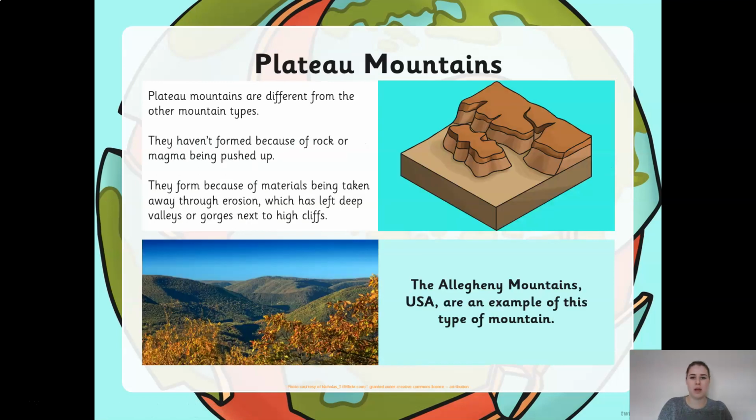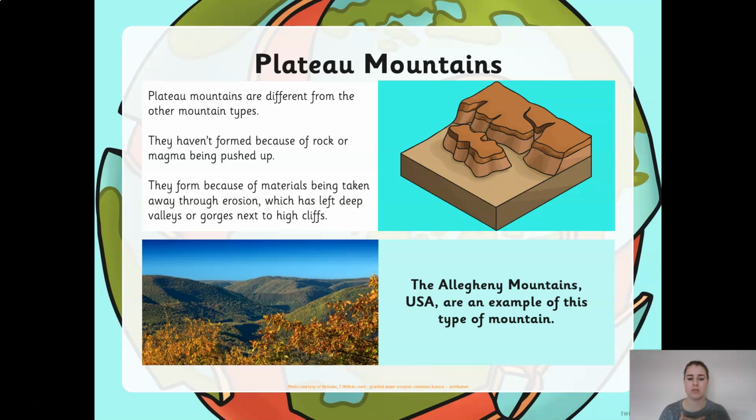And then our final one we're going to look at is called plateau mountains. Now, these are very different and very unique in comparison to the other mountain types because they've not formed because of any form of rock or magma being pushed up from our Earth's core. Actually they're formed because materials have been taken away from the crust on top of our Earth, and that's usually through erosion.